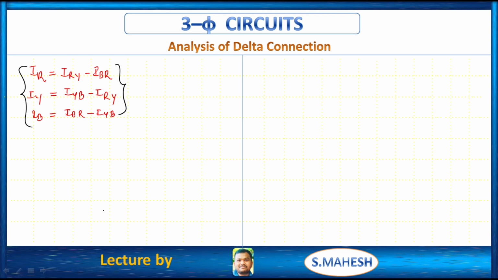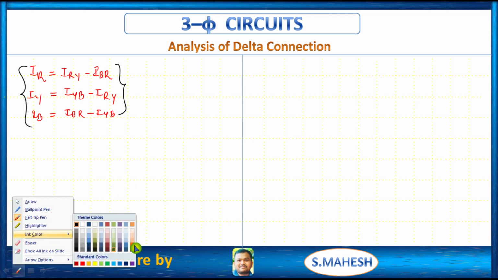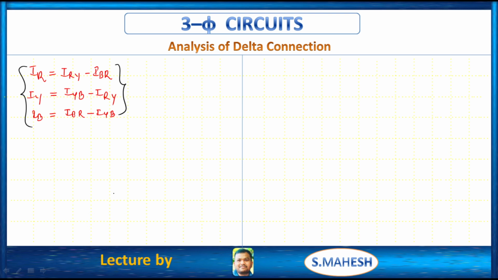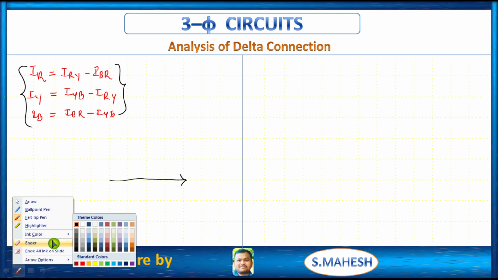So based on this, we can draw the phasor diagram. Okay, let us draw. So in case of delta connection, the line voltage should be equal to phase voltage, right? So we are doing the analysis with respect to currents only. Why? Because we are going to get the relation between the currents only. That's why here I am considering phase currents. Let us say not this much.